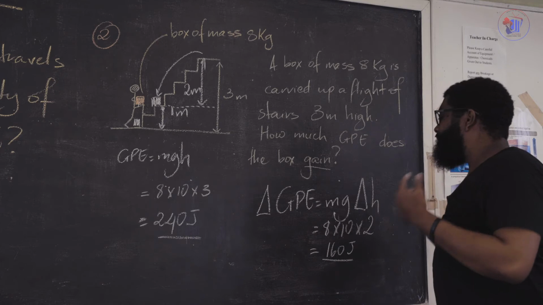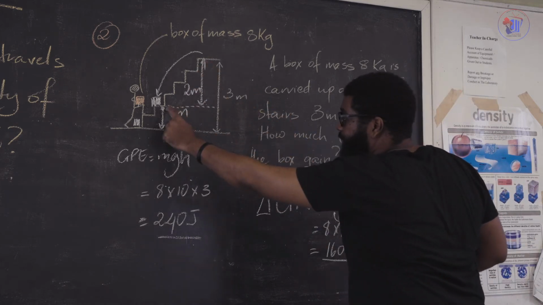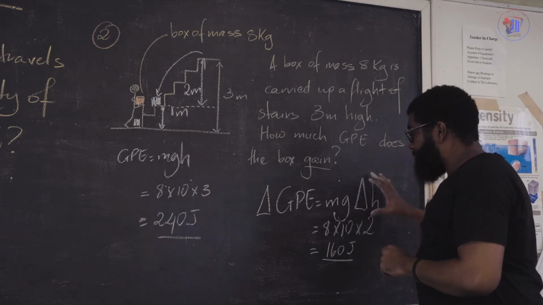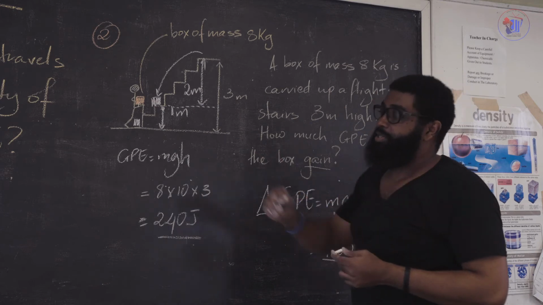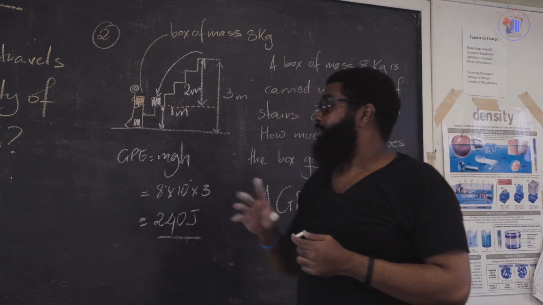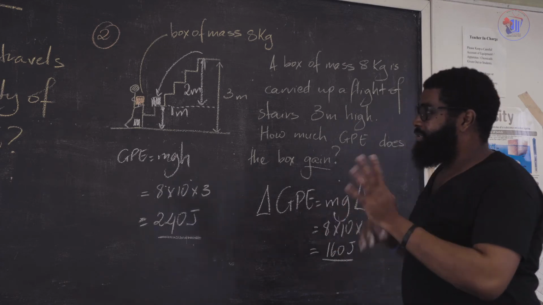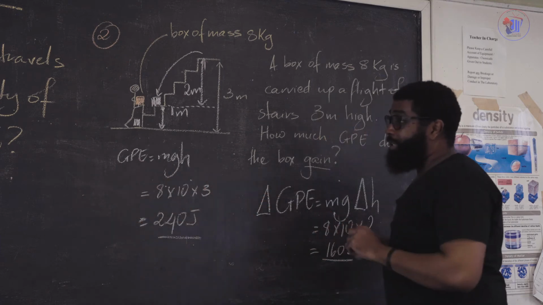So, the change in GPE from here at 3 to here at 1 is 160 joules. Please remember this formula, please remember mgh, and please remember half mv squared. Those are the formulae that you will need to use. Okay, it's nothing complicated, it's not rocket science. Object go up, and object can come down as well.